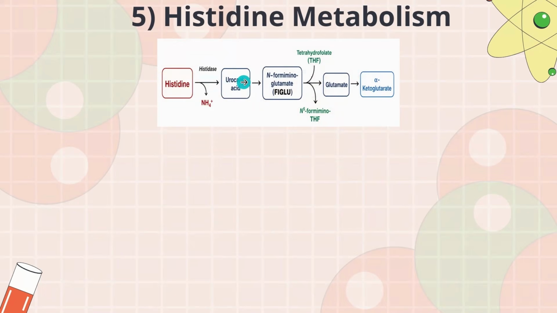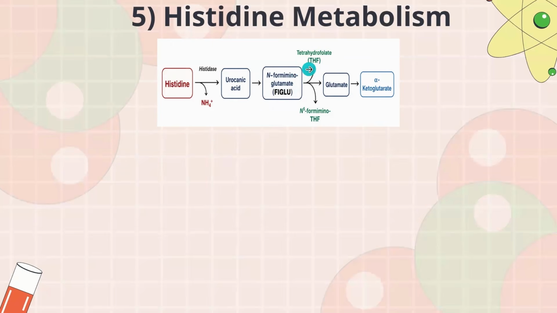Urocanic acid will eventually form something called N-formiminoglutamate, also called FIGLU. Now, just memorize it as FIGLU. And FIGLU will be converted to glutamate through something called tetrahydrofolate. And if you remember in the last slide, we said THF, folate, and B12 are important for remethylation of homocysteine into methionine.